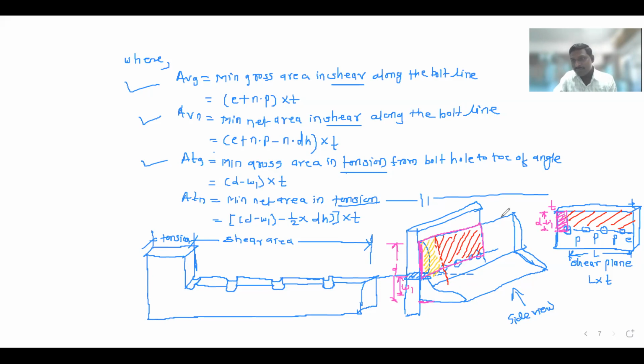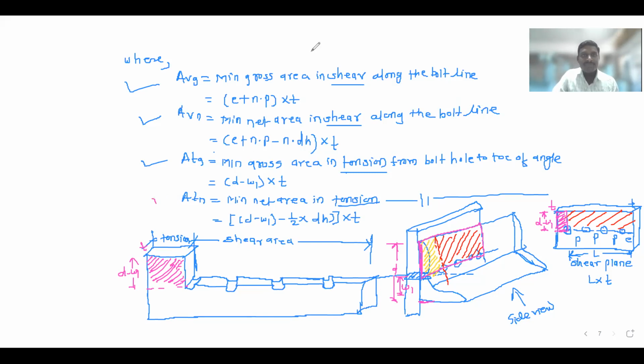This area. This is D minus W1. This area. Got it? This is T. D into T. सर्वांच्या लक्षात आलं? Yes, sir. Tension area.